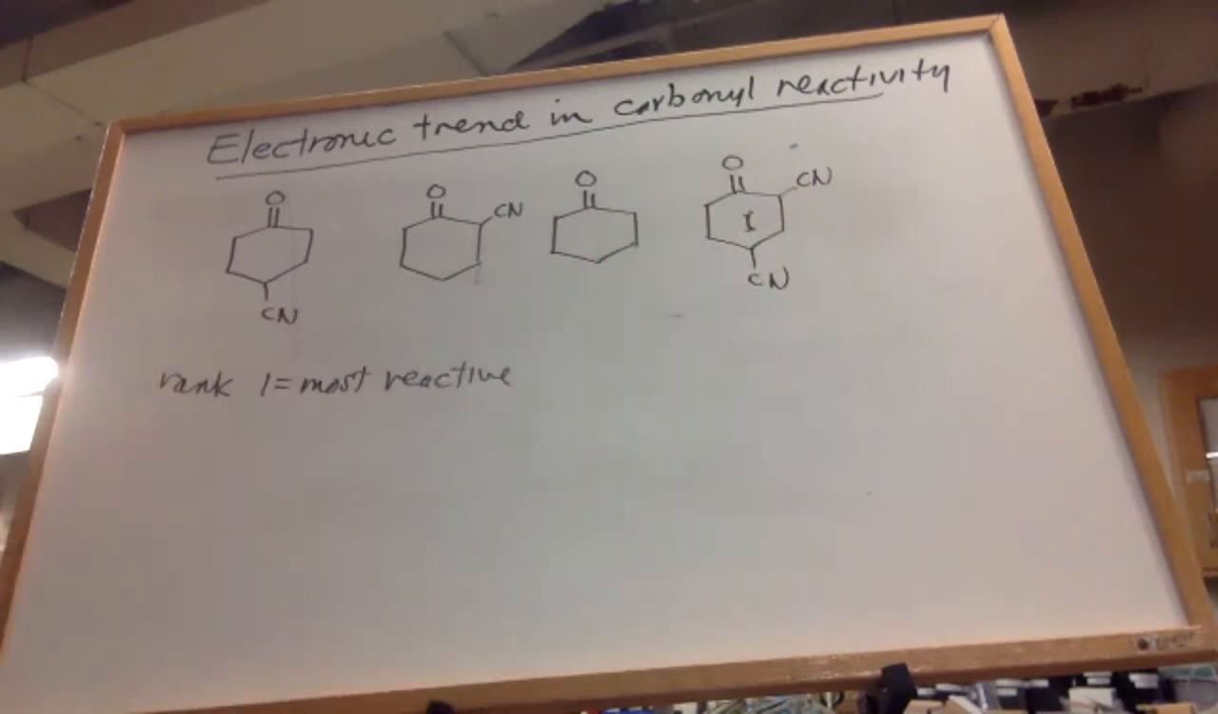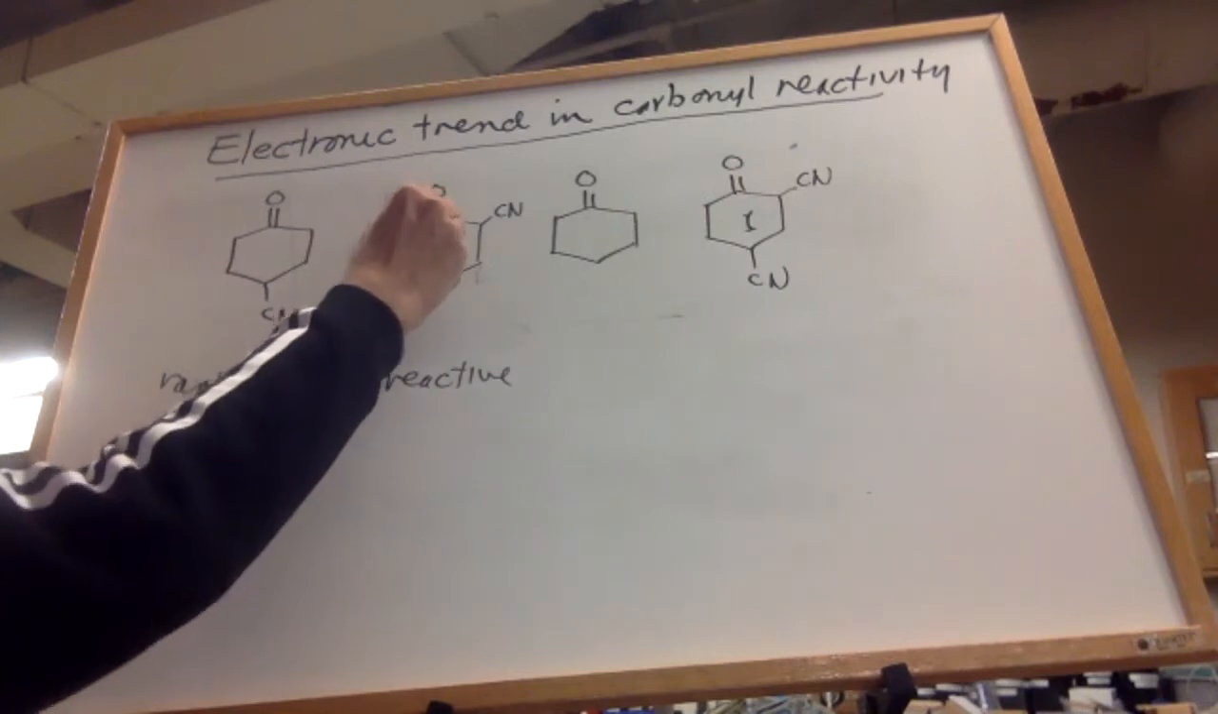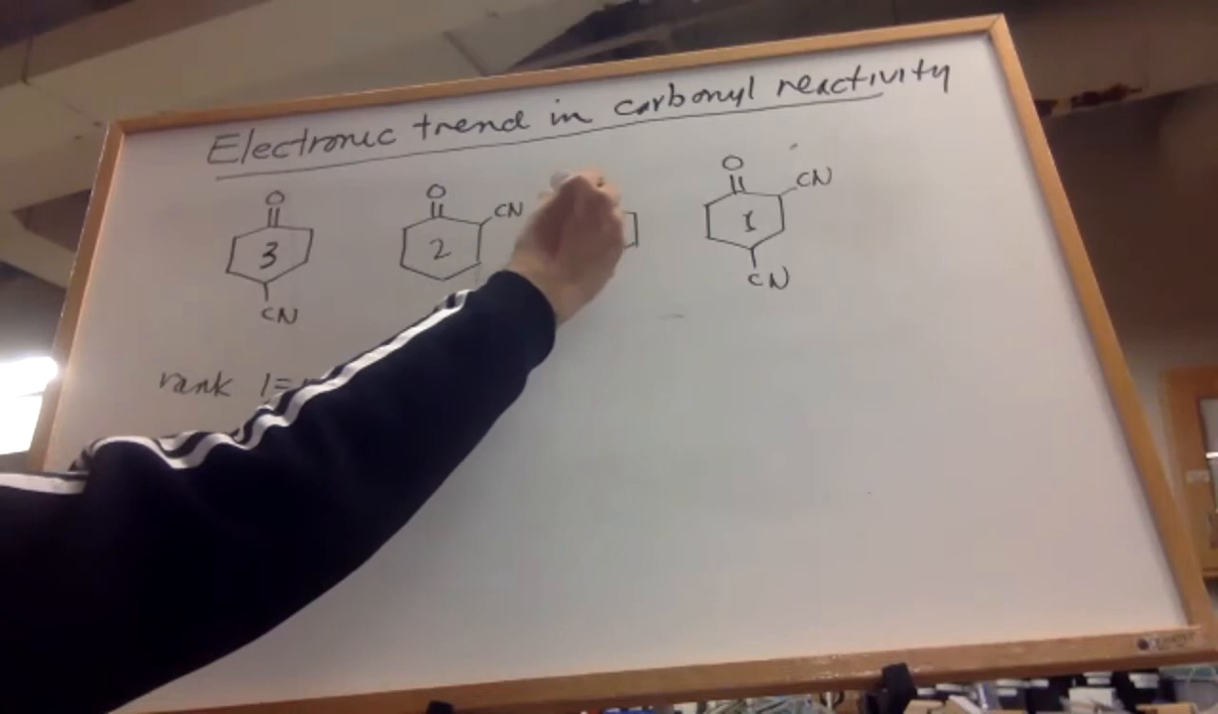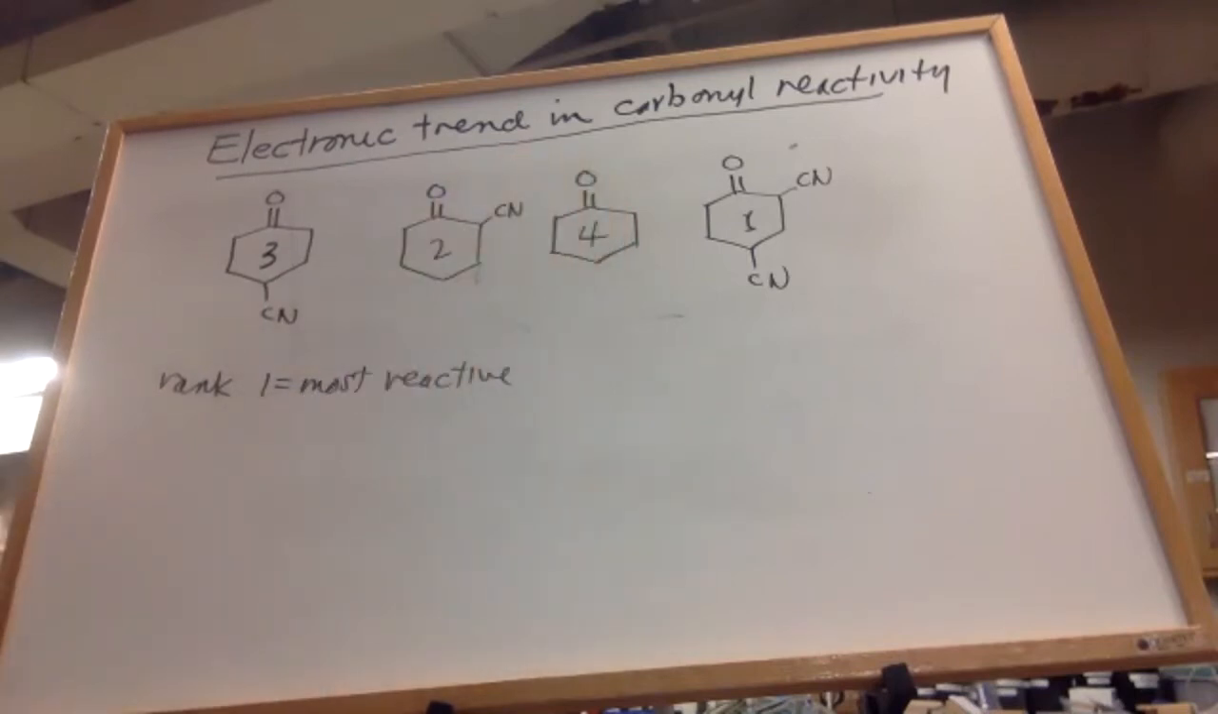And then who's going to be number 2? The second one from the right, because the electron withdrawing group is closer. This is going to be number 3, and this is going to be number 4. So electron withdrawing groups increase reactivity, but it depends on how close they are, how many there are, and how electron withdrawing they are.